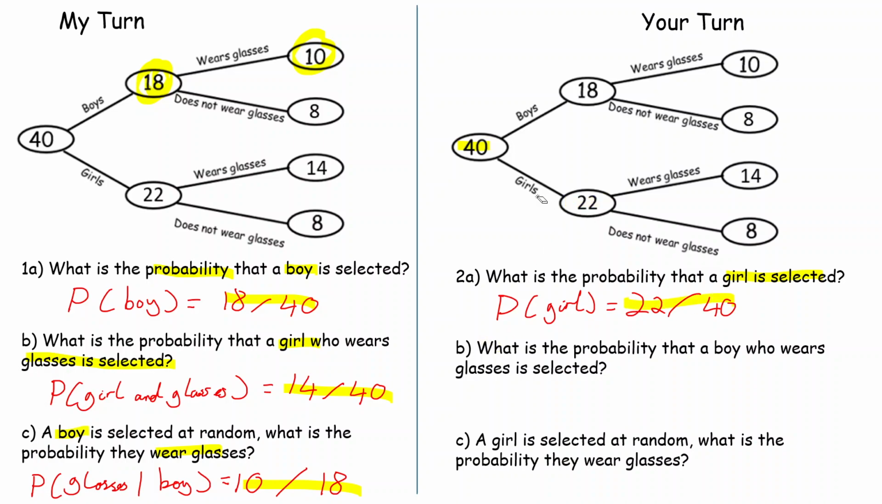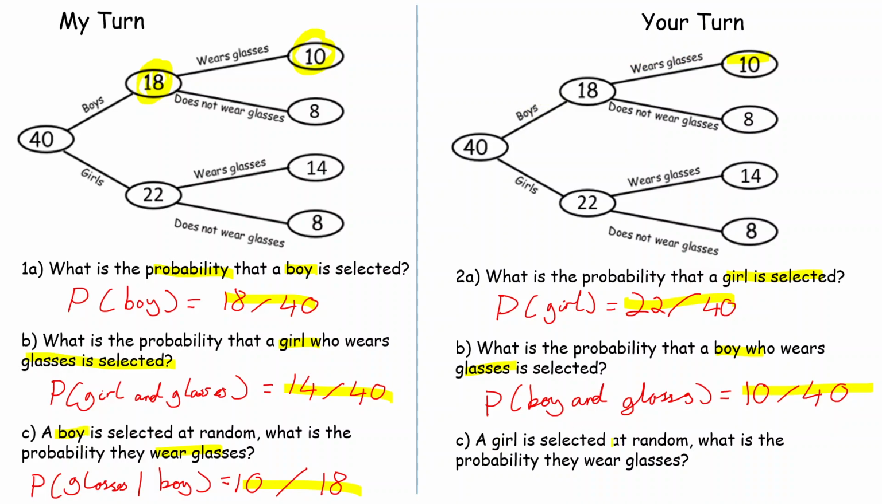Part B, what is the probability that a boy who wears glasses is selected? So we're looking at boys who wear glasses, it's going to be 10 out of your total of 40. So the probability of a boy and they wear glasses is going to be equal to 10 out of your total of 40. And there we go. That's that one. A quarter again.